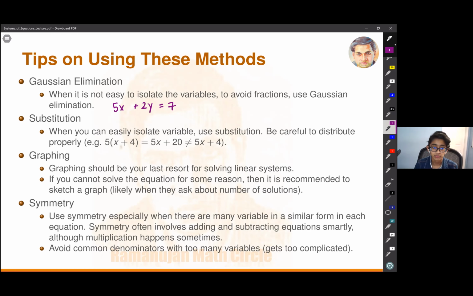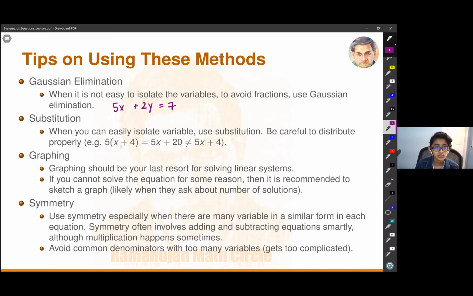So that is something you want to look into, whether to choose, depending on how comfortable you are with different things. I know for me personally, I am not very fond of fractions. And in order to avoid that, I would use Gaussian elimination more when there are coefficients in front of the variables. But definitely substitution is a very powerful one in the long run.